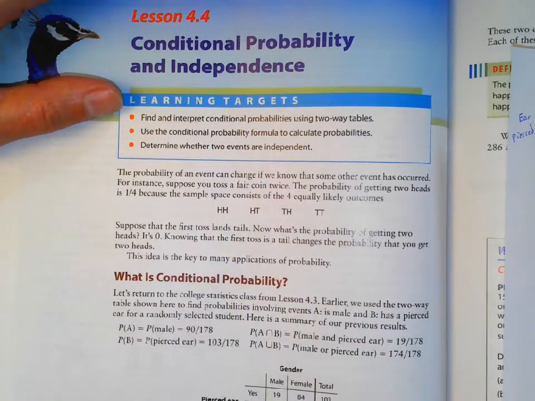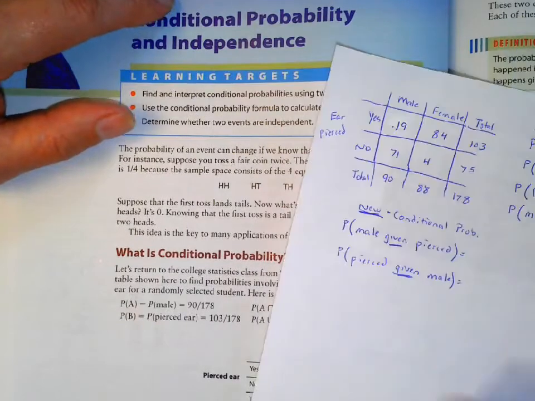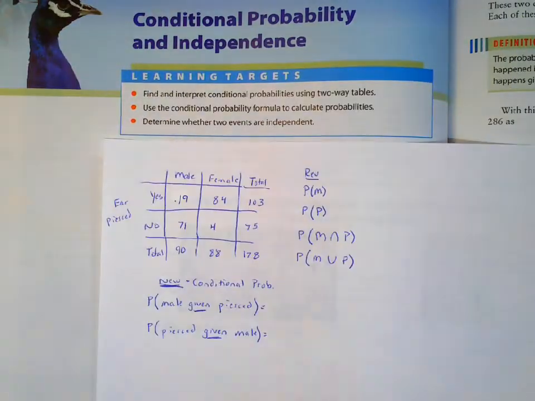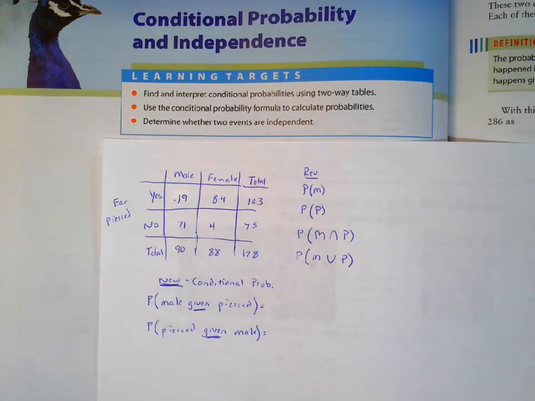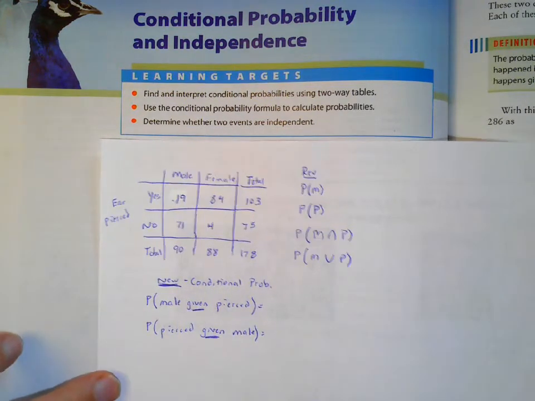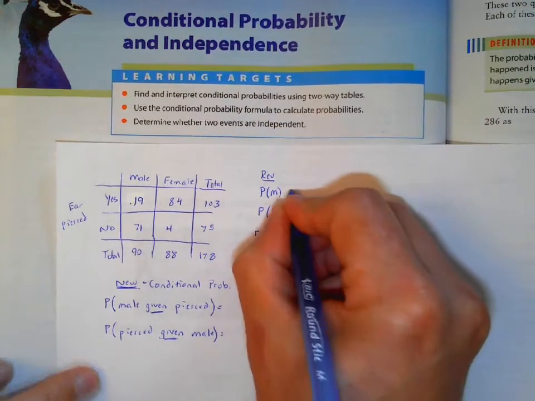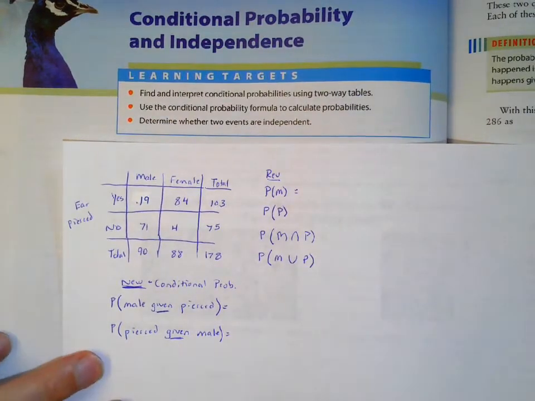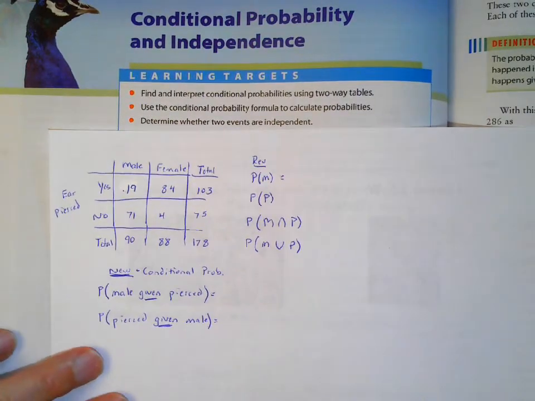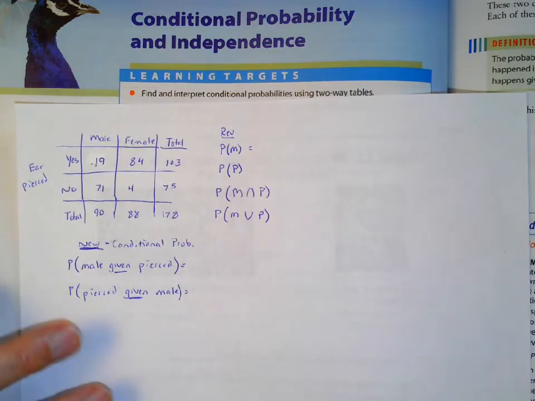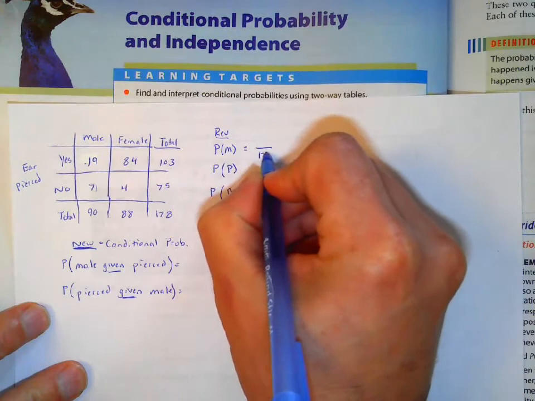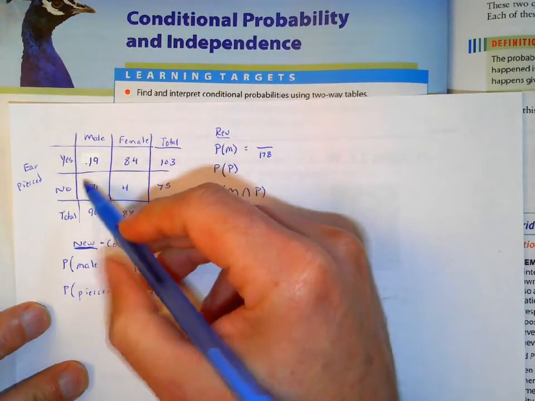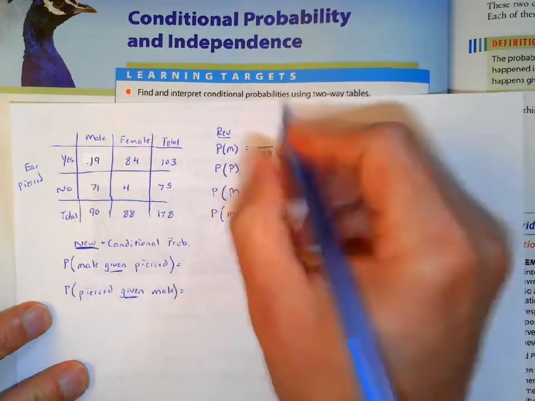Okay, so a little bit of review here. We had gender and whether they had their ear pierced or not, and how many people were in each group. Try and do these four problems. Pause the video and try and do them yourself. Okay, probability that somebody is male. Out of the sample space of 178 people, our males were 90 of them.